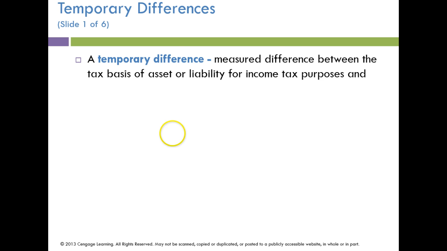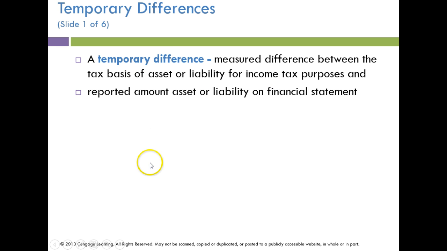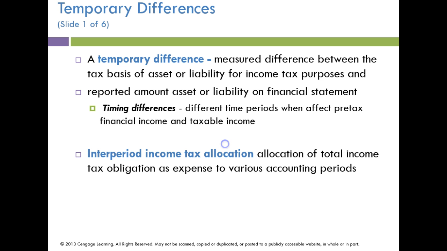A temporary difference is the difference between the tax basis of an asset for income tax purposes and the reported amount of the asset or liability for financial statement purposes. We went over all of these last week. Just look at them and go over them again. Usually with temporary differences, we're dealing with different periods of timing.